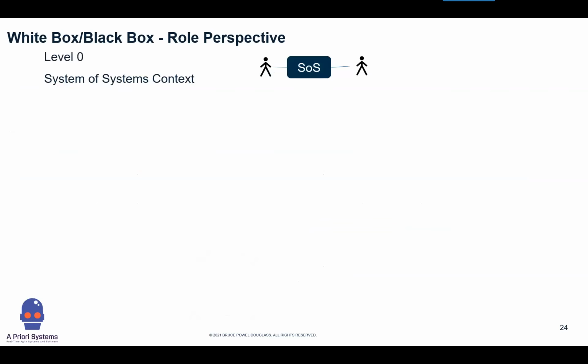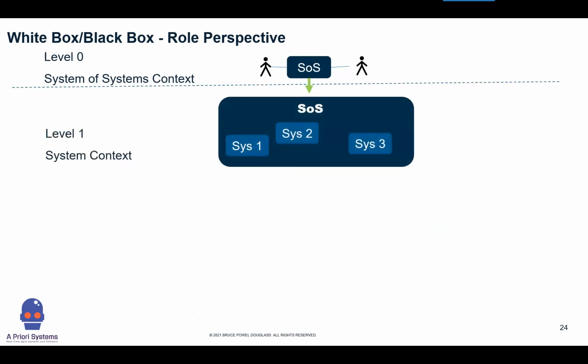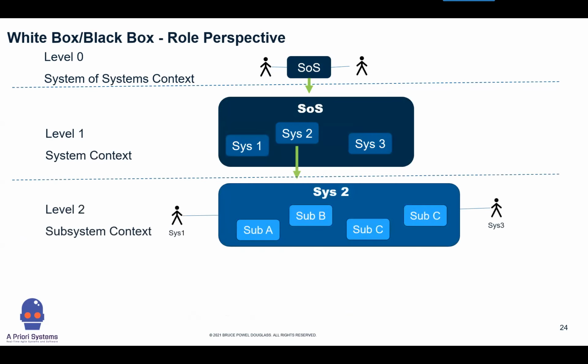So just a little graph of what that kind of schematically looks like. As a system of systems context, we have some actors and our system of systems. The system of systems contains internal systems which might connect to each other. And this is now the first level down, the system context. Then at the system context, I can talk about the system architecture. What are the set of subsystems inside there?